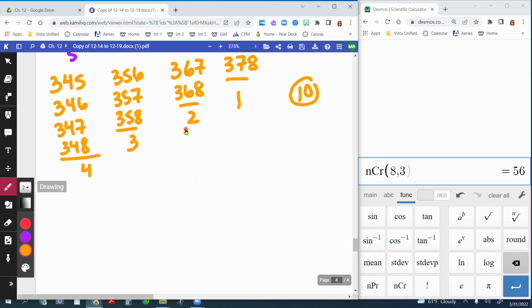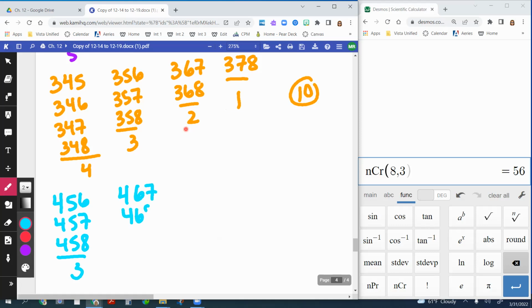Now I'm going to start with 4. So 4, 5, 6, 4, 5, 7, 4, 5, 8. That's going to be 3. 4, 6, 7, 4, 6, 8. That's going to be 2. 4, 7, 8. That's going to be 1. Sorry, 3, 2, 1 total. And so that is going to be 6.